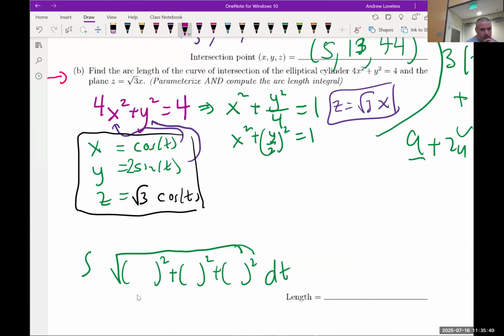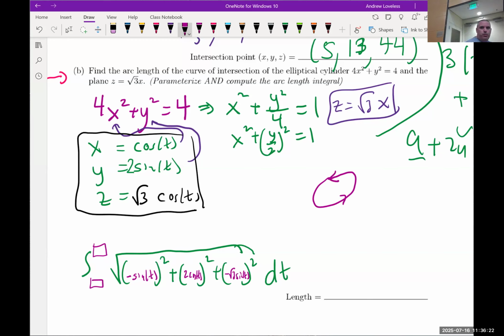What would be the derivative? Here you'd have a negative sine. Here you'd have a 2 cosine. Here you'd have a negative square root of 3 sine. I remember a lot of students asking about the bounds. How would we know the bounds here? Based off of the description, it was a cylinder intersecting a plane.